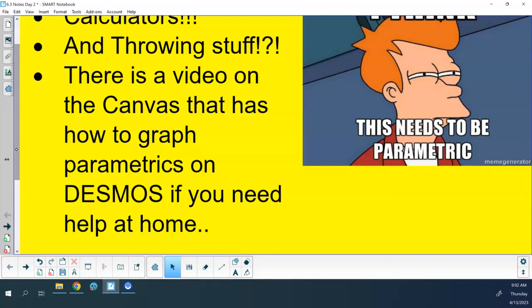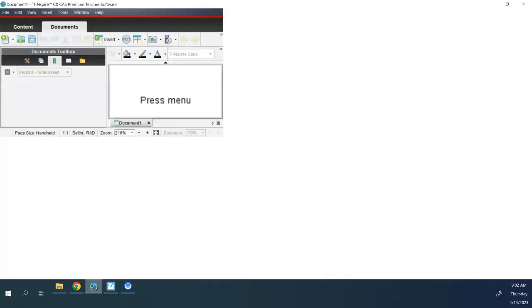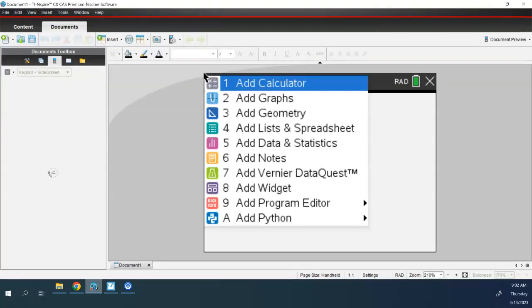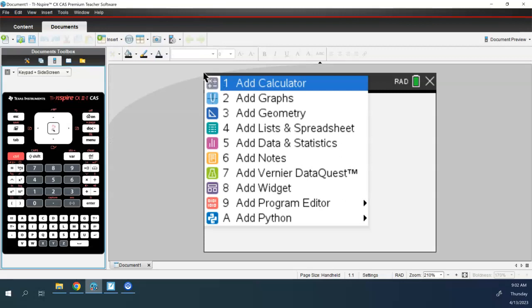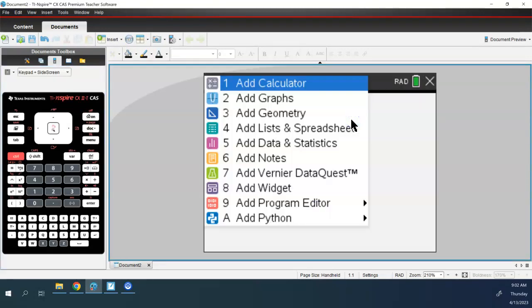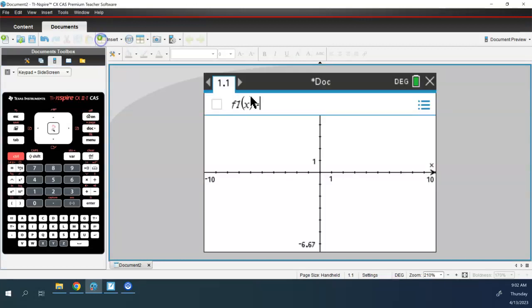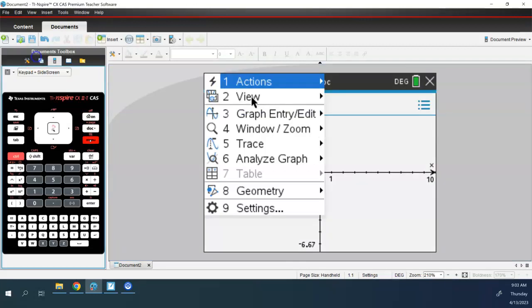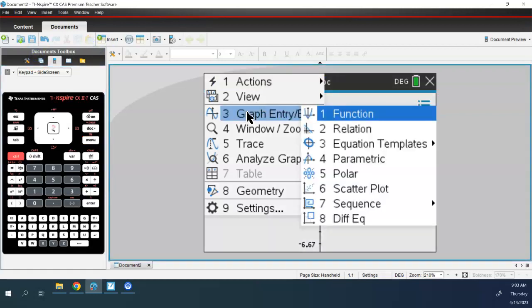Remember, first off, you should double tap the on key and open up a brand new document for yourself. New document, don't save whatever it is you have. Then you need to go into graphs, and then menu, graph entry, edit, and get it to parametric functions. Okay.